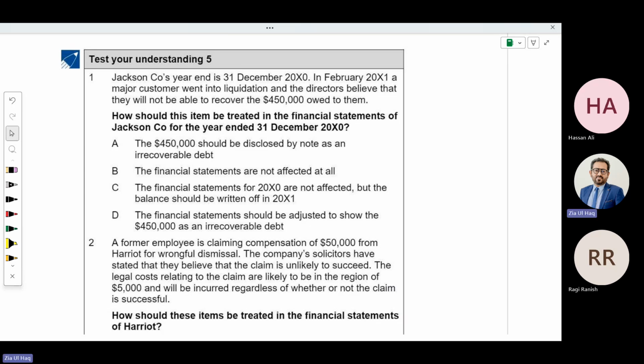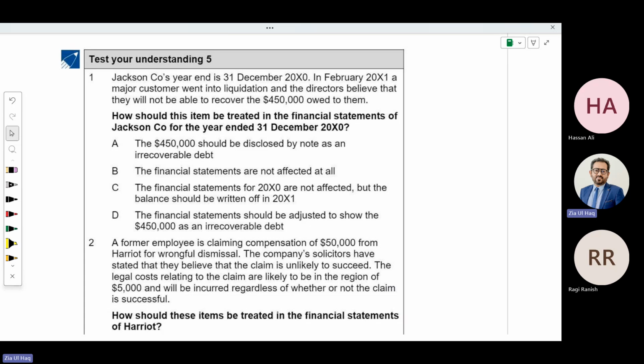Jackson Company's year end is 31st December 20x0. In February 20x1, a major customer went into liquidation, became bad, and the directors believe that they will not be able to recover the 450. Adjusting event. So how should this item be treated in the financial statements of Jackson Company for the year ended 31st December?